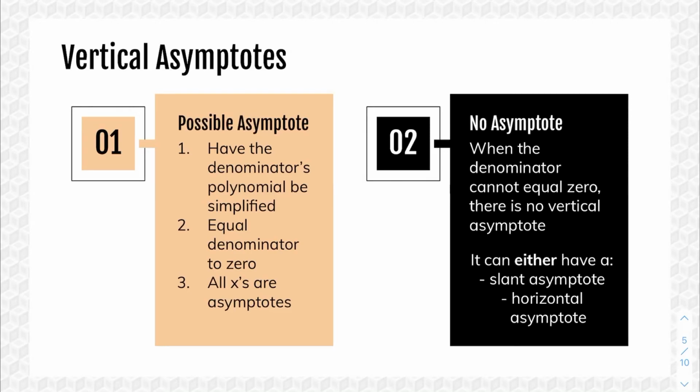We need vertical asymptotes whenever the divisor equals 0 for some value of x. We can easily identify vertical asymptotes by making the polynomial in the denominator equal to 0. Before this, we must always stay aware that the polynomial is simplified and can be equal to 0. When the denominator is simplified and equal to 0, all those x values become vertical asymptotes for the graph. But when the denominator cannot equal 0, the rational function has no vertical asymptote. Instead, it will have either a slant asymptote or a horizontal asymptote.